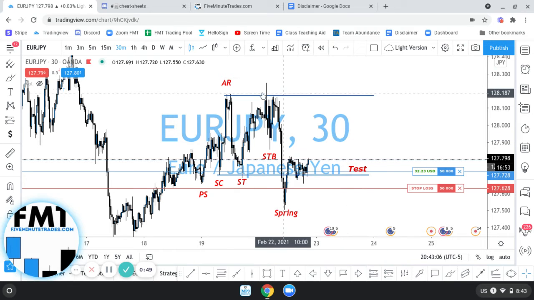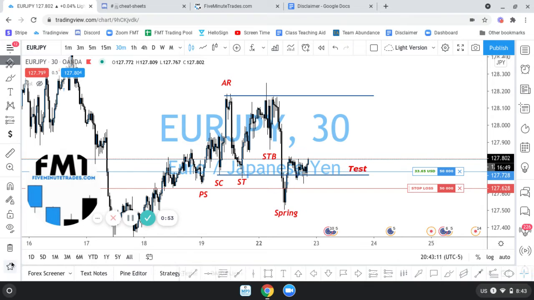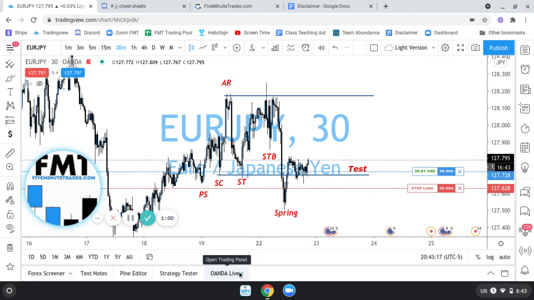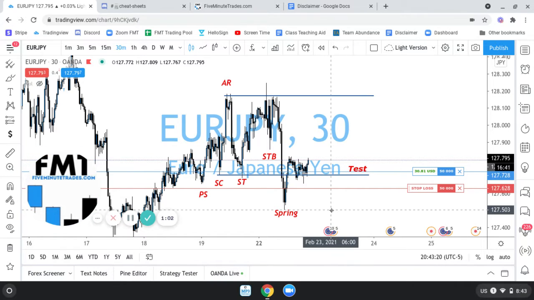All right, so this is the current real trade that I'm in. You can tell that it's real because, of course, you see the dollar amount here, but right here, Oanda Live, that's my broker. I highly recommend them. I don't get any commission or anything like that. I don't have an affiliate link, but they are a very solid broker.